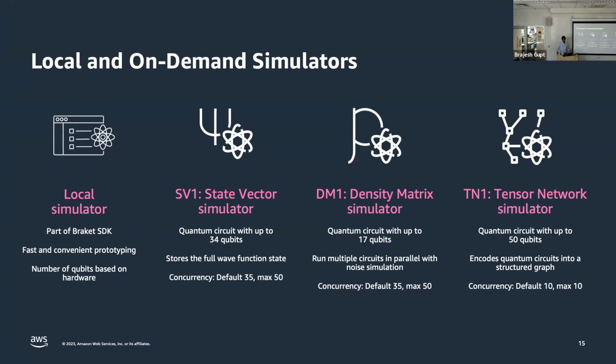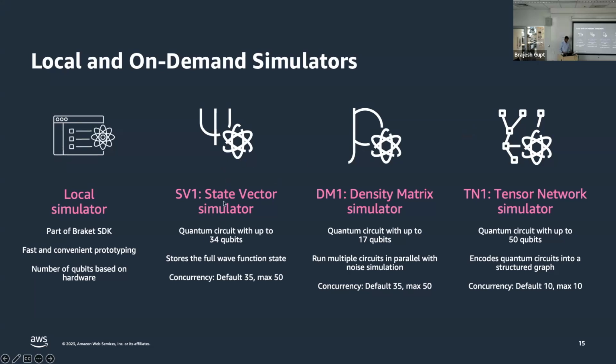And using the local simulator on a typical laptop, you can easily simulate 15 to 20 qubit devices. If you want to go beyond 15 to 20 qubits, you would need to resort to the managed simulators. Like there is the state vector simulator, density matrix, and tensor network simulators. I will be talking about these simulators as well when I show you the AWS console.